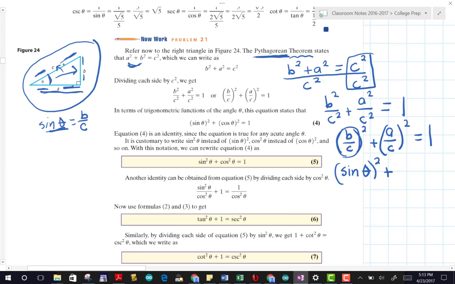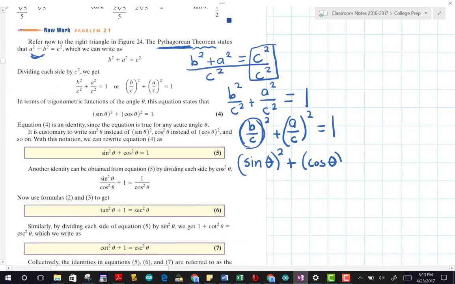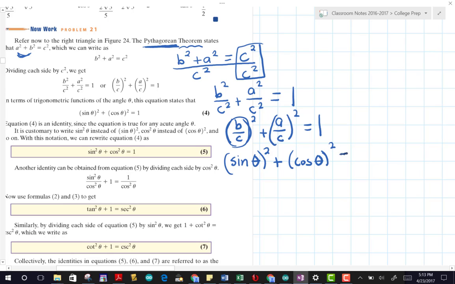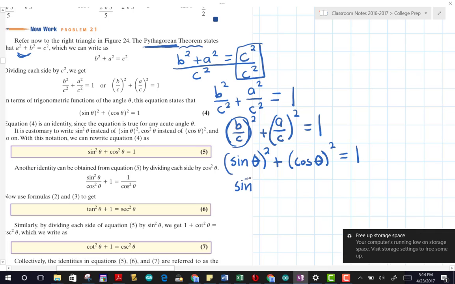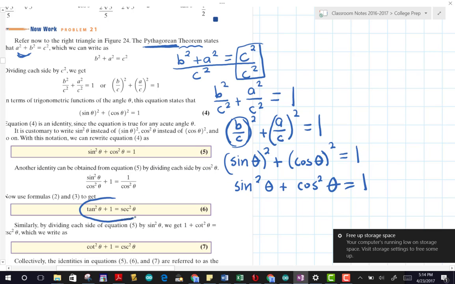And then because mathematicians are lazy, they rewrite this as the sine squared of theta plus the cosine squared of theta equals 1. You can do similar manipulations and find the other two Pythagorean identities, which say that the tangent squared of theta plus 1 is equal to secant squared, and the cotangent squared of theta plus 1 is also equal to cosecant squared. And we'll look at how to use these in a couple of examples.